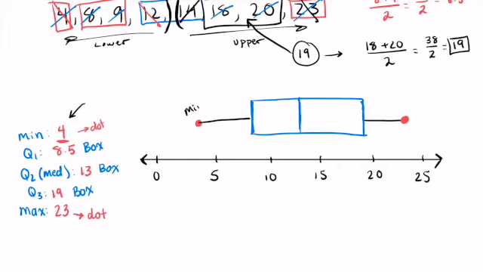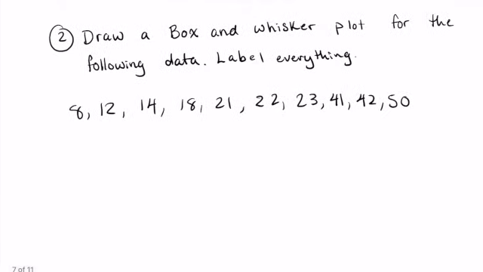I have my minimum here. I have Q1 here. I have my median, or Q2. I have Q3. And we have our maximum. And that is my box and whisker plot. Very easy. So let's try another example.